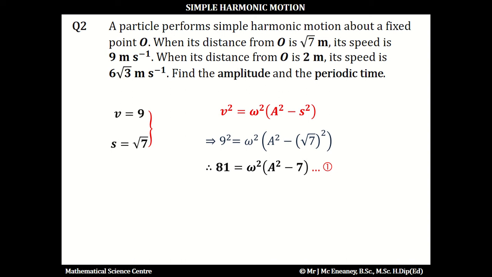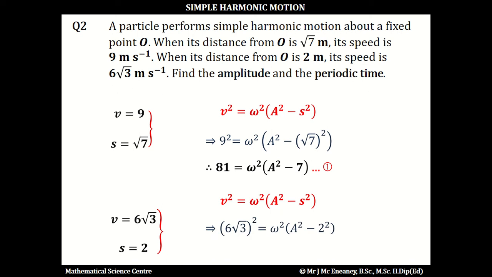Now we're also told when the distance from O is 2, its speed is 6 root 3. So this means v is 6 root 3 when s is 2. And again, using v squared equals omega squared times (a squared minus s squared), this means 6 root 3 squared is going to equal omega squared times (a squared minus 2 squared). So this means 108 equals omega squared times (a squared minus 4). And we can label this as equation number 2.